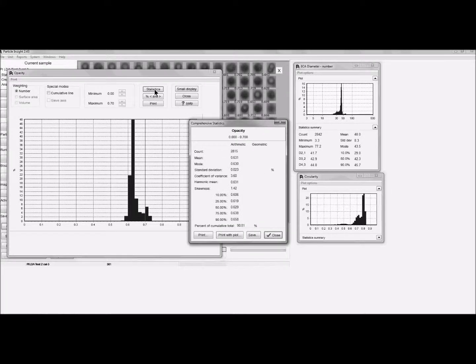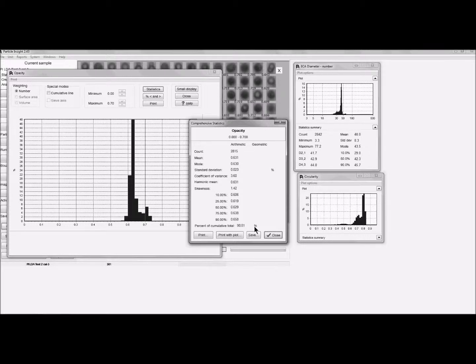When I hit the statistics button, I can see the exact number of particles that I found from 0 to 0.7, which is 2,815, and that represents 90.81% of the distribution. And I can do the inverse. This can be done for opacity, it can be done for size, it could be done for circularity, it could be done for all at the same time. You can look at how many particles were long and opaque, or were not so smooth and very light. So you can look at multiple factors.